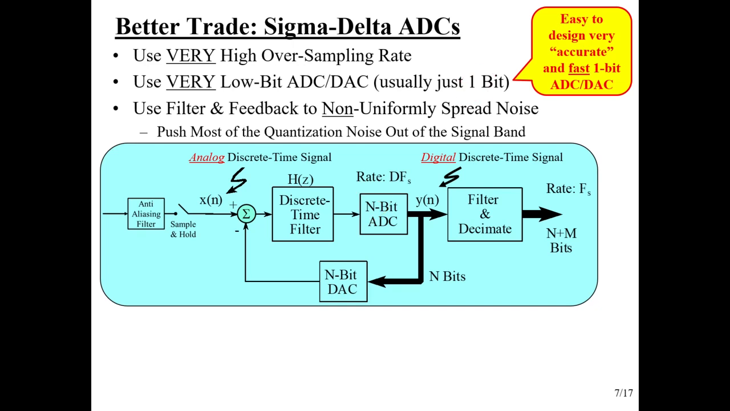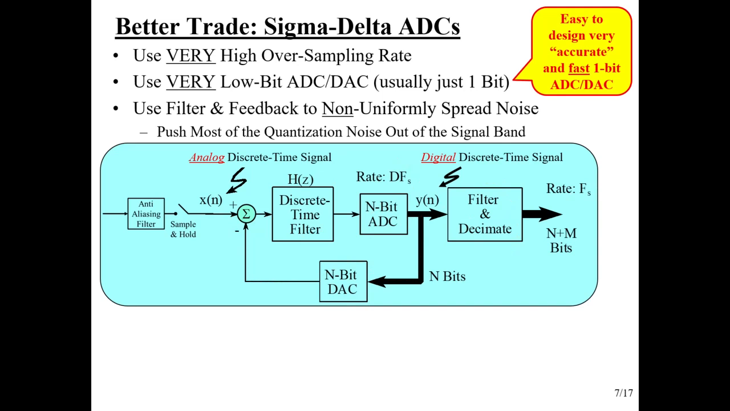So we have the A to D converter, and then that goes back into a DAC, and then back into the discrete time filter with this feedback loop. Meanwhile, this goes on to the filter and decimate, where I bring the rate down from DFS down to just FS. So we'll assume here that that FS is the Nyquist rate.